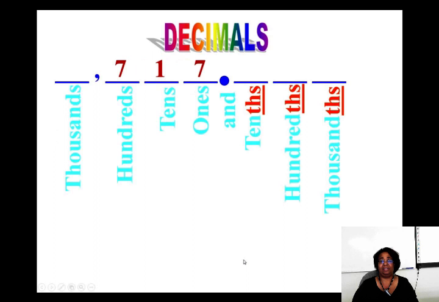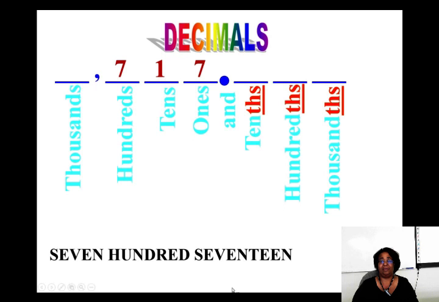Now, if I put in a number, here I have 717. I don't have any numbers to the right of the decimal place, so I can just read this as a whole number. This is in standard form, and this is in word form. When you're just writing a whole number, you don't use the word and. And is only reserved for the decimal place itself. So 717 is this number in words.